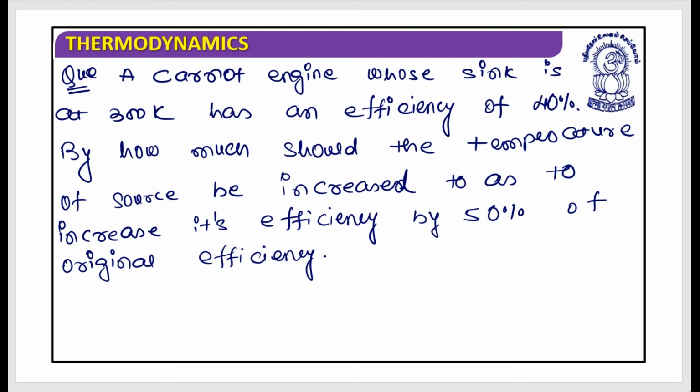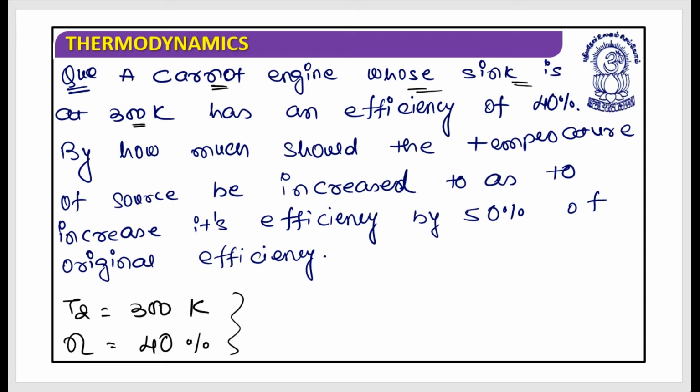What they have given: a Carnot engine whose sink is at 300 Kelvin. That means T2 is given, which is equal to 300 Kelvin. It has an efficiency of 40%. So the initial efficiency is 40%. Okay, great. Next, by how much should the temperature of the source be increased?